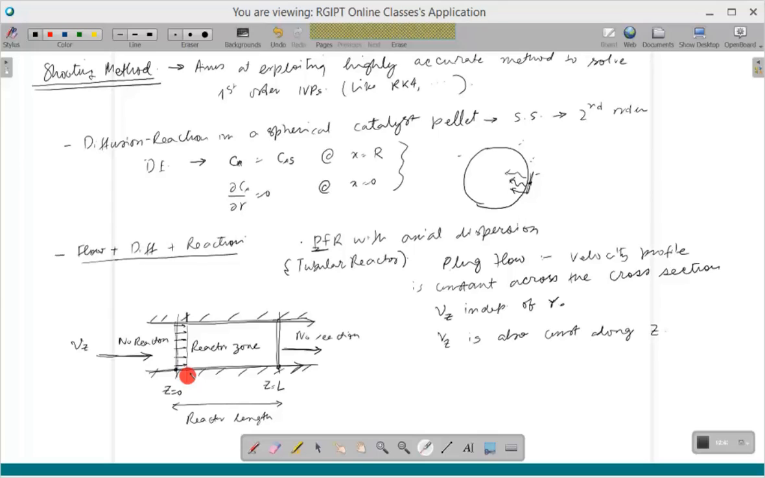Now let me state the conditions that we have to maintain here. This plug flow actually also means something else. It also means that velocity is constant. Why is velocity constant along the radial direction? Due to turbulence. And velocity is constant along z. This is due to turbulence.